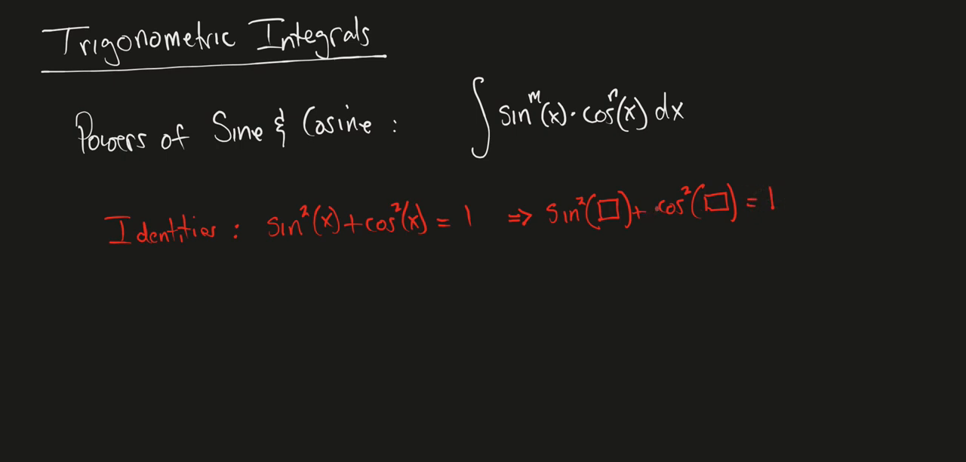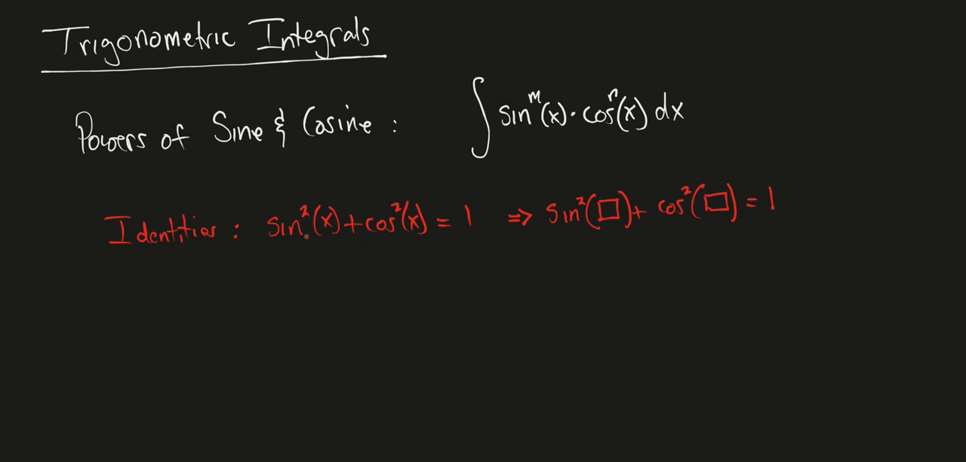That's the whole idea of an identity. An identity is a mathematical statement that's true for every variable. So in this case, for every value of x, or for every box, this statement is true.